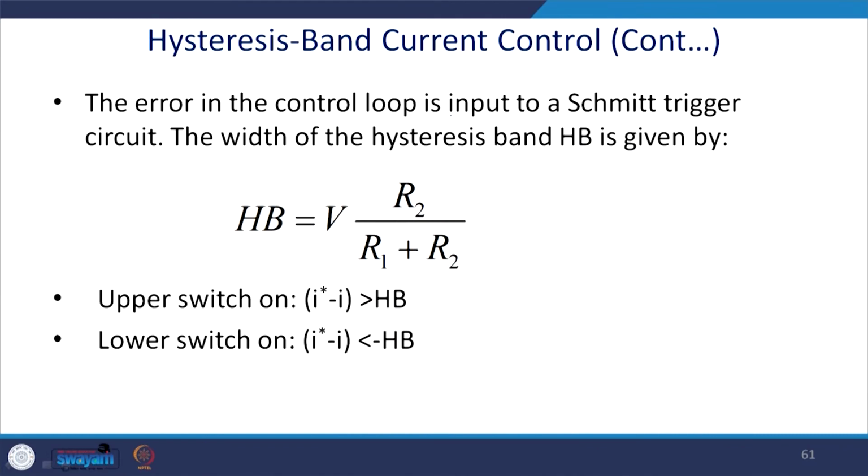So, as I told you, the error control loop is essentially a Schmitt trigger circuit with the hysteresis band Hb equal to V R2 by R1 plus R2. When the reference is more than this I, then the upper switch will be on and just the reverse will happen. Once this one is less, then the lower switch will be on, and that will say higher band, and this is high and this will be low. So, these transitions will take place.